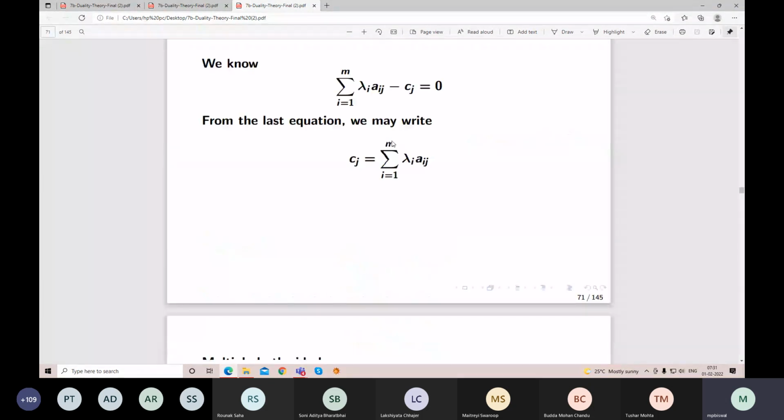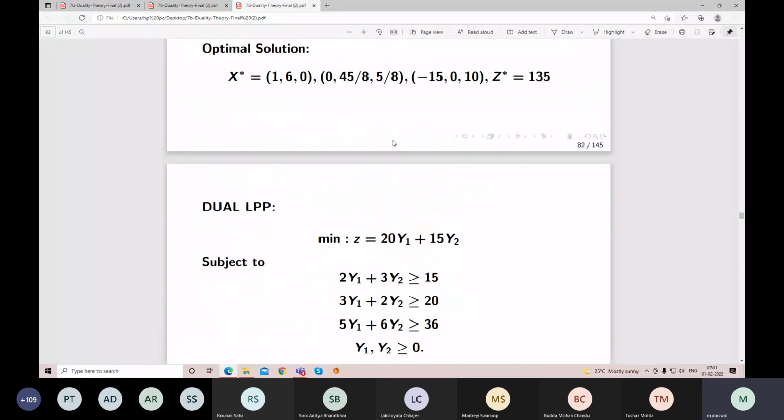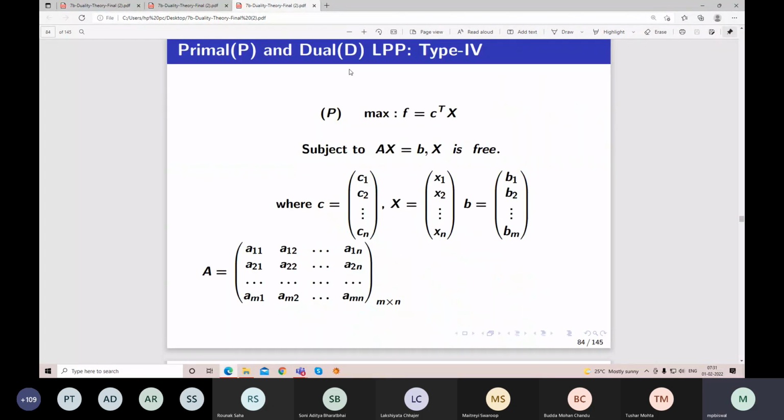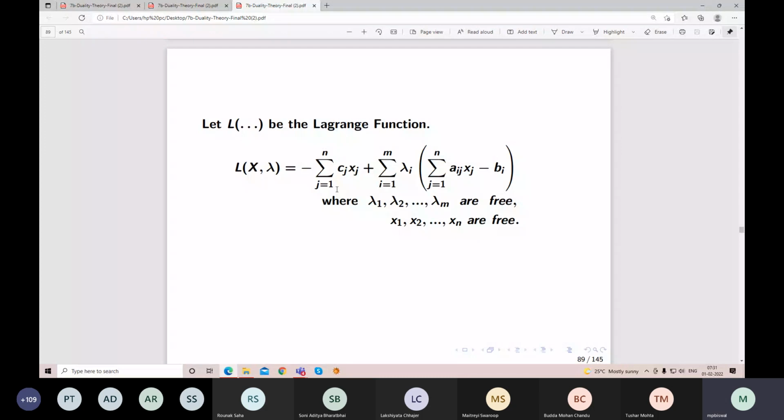And the fourth one is the simplest of all. I will explain again, but since time is short, I will just go on. See, x is free, Ax equals b, maximization type. For the decision variables there is no slack variable, and for the constraints also no slack variables. So what is the Lagrange function here? The Lagrange function, you can see, is summation over j varies from 1 to n, cj xj, plus lambda i, i varies from 1 to m. The lambdas are free, and x1, x2, xn are also free.